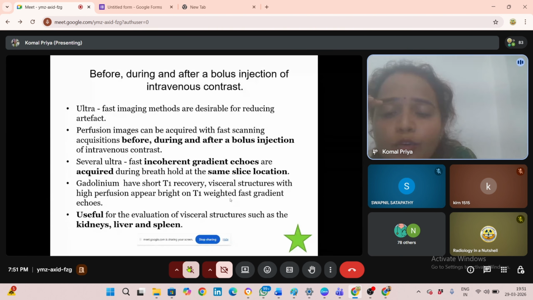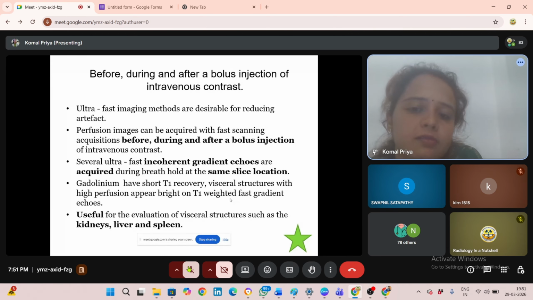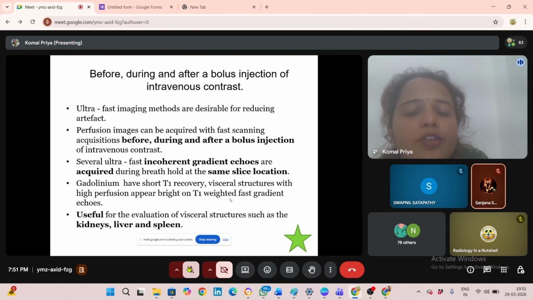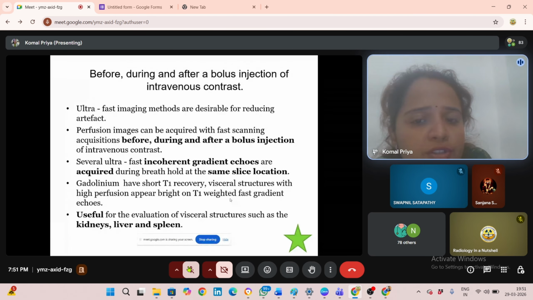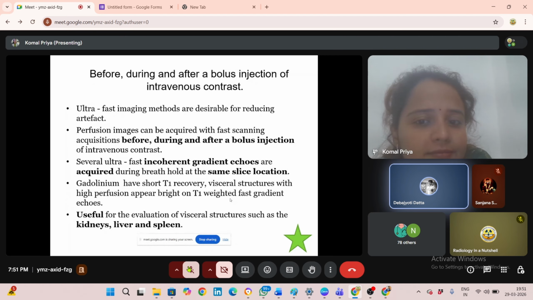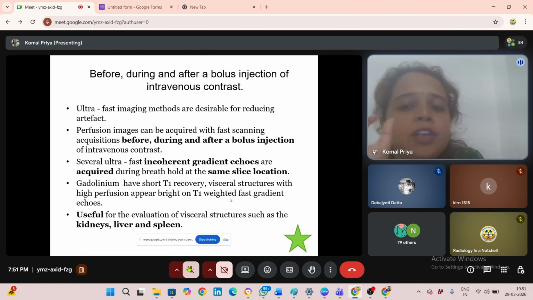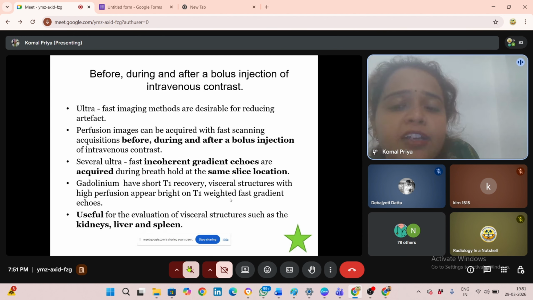What are the types of encoding? Phase encoding and frequency encoding. Phase encoding will be in which direction? Ma'am, vertically, longitudinal. Okay, and frequency? Horizontally. So only if we are doing it in the same slice selection, that means same slice location, that means if we are using frequency encoding, it should be in the frequency encoding direction. If we are using phase encoding, it should be in the phase encoding direction. So we need ultra fast imaging sequence.